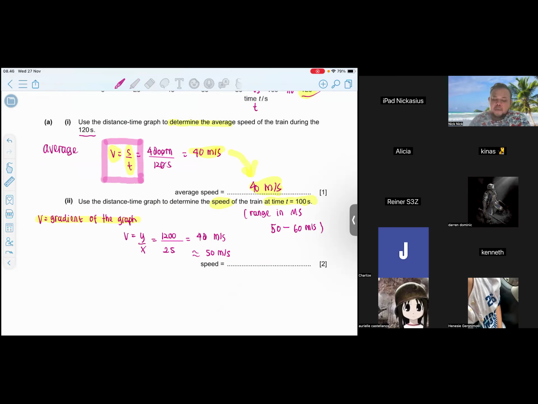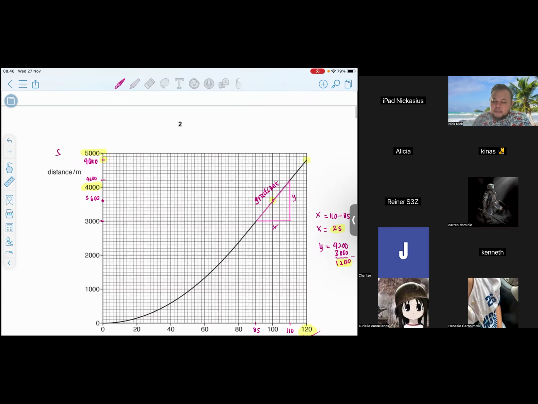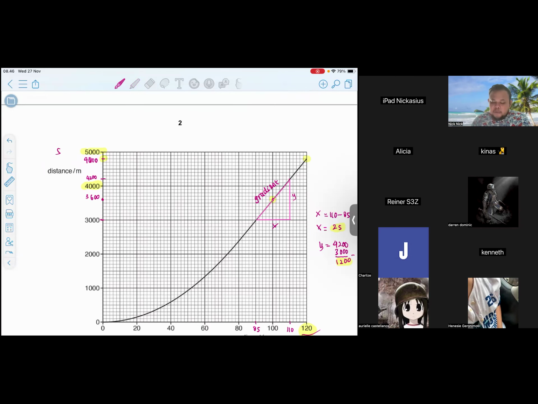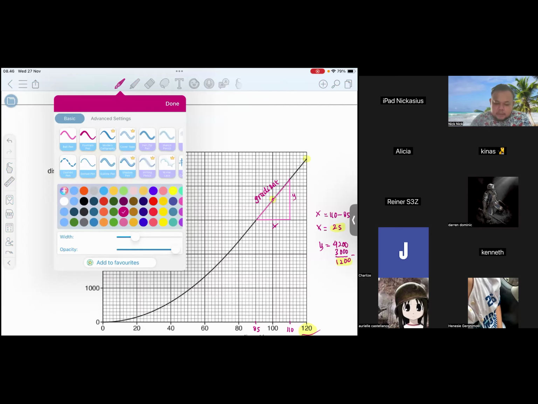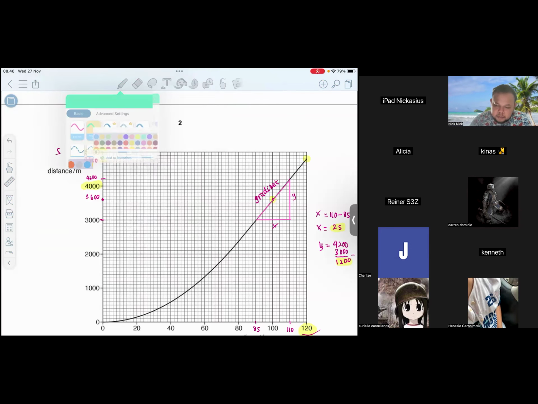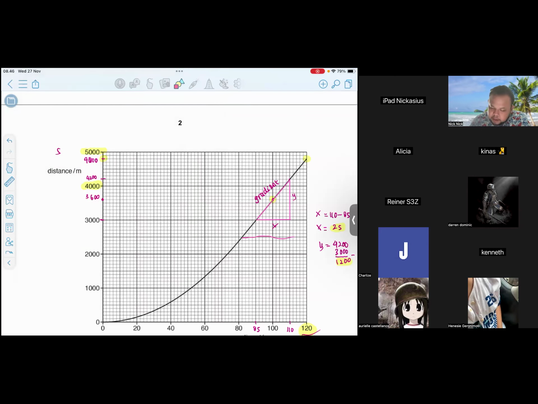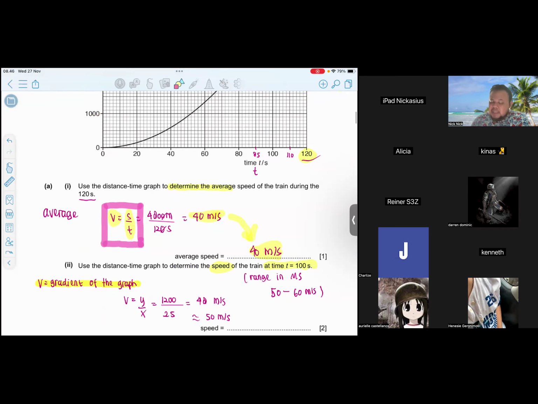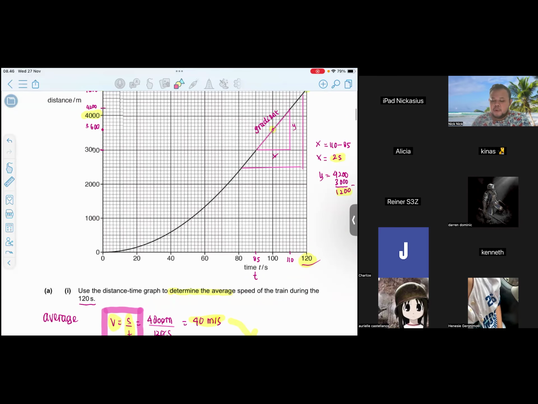Clear, students? If you make the triangle bigger, let me use another color, a bit bigger triangle, you will find the range between 50 until 60. If you don't believe, try. But I use a triangle closer to the point. Clear, students? Clear or not, students? 2A1.